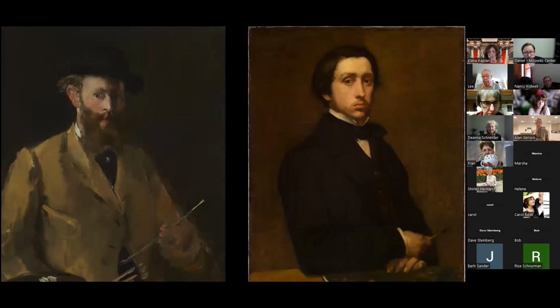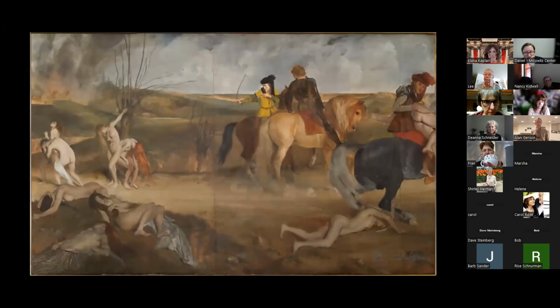The first theme we're going to start with is challenging genres at the Salon. And to look at that theme, we'll be looking here at this painting by Degas.